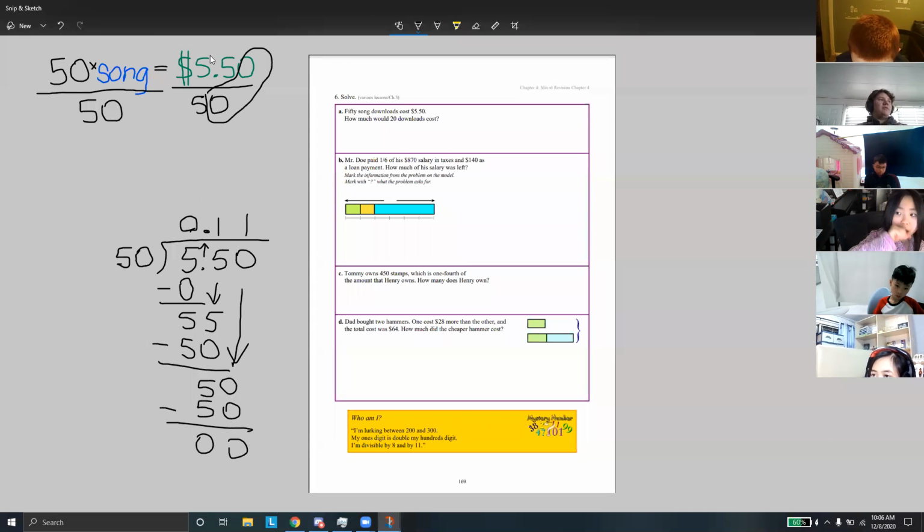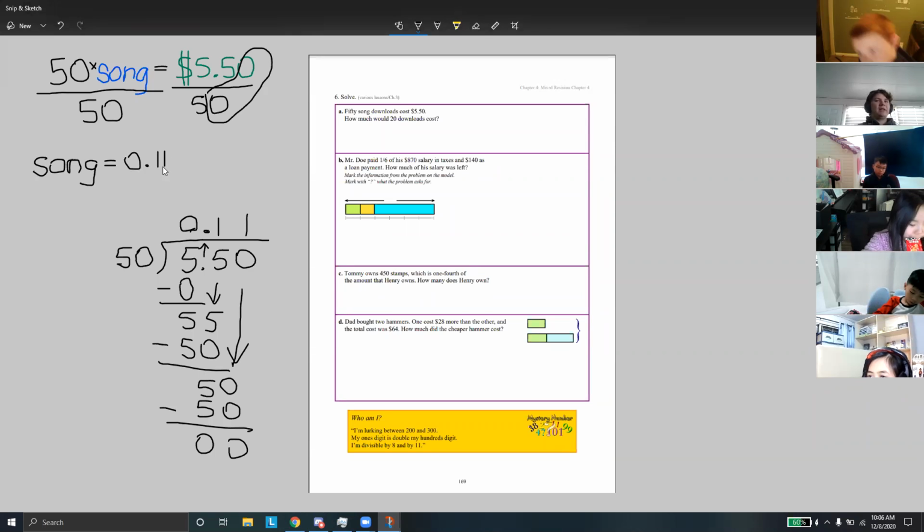Great. So we found out that $5.50 divided by 50 is equal to 11 cents. So one song is equal to, I could write this as 11 cents, or $0.11. It's all the same. So a song is equal to 11 cents.